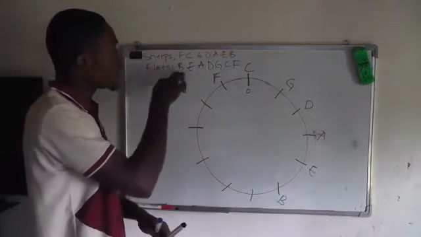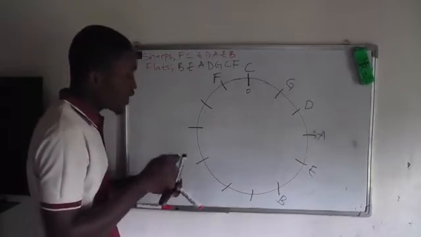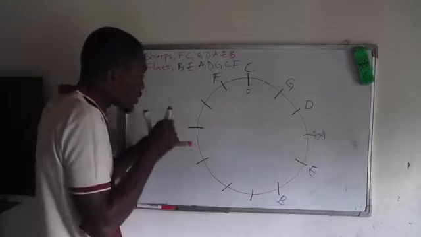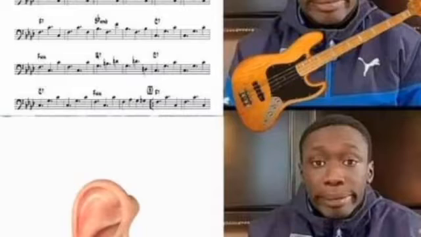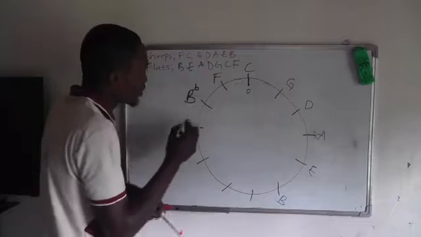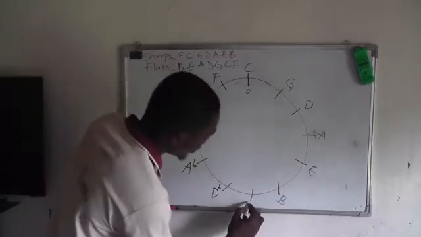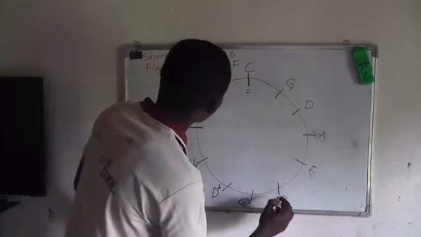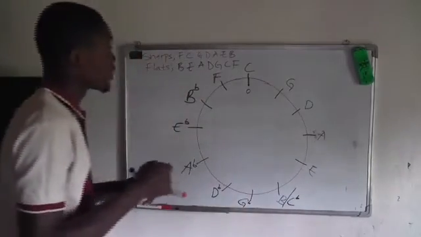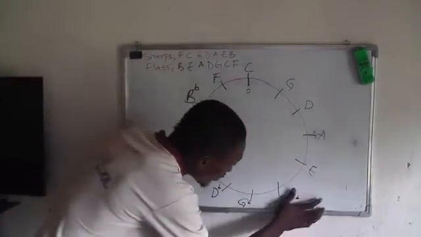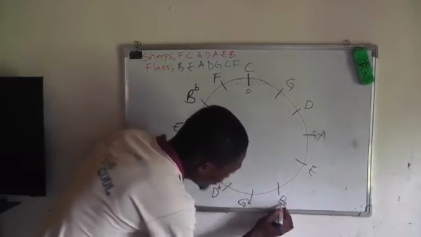Then coming to the flats, you know this is Battle Ends And Down Goes Charles' Father. So we'll start from, okay, let me use a different marker. B flat, E flat, A flat, D flat, G flat, and what? Okay, C flat. Now let's end it there. Probably let's not put this C flat yet. Let's just end it in B.